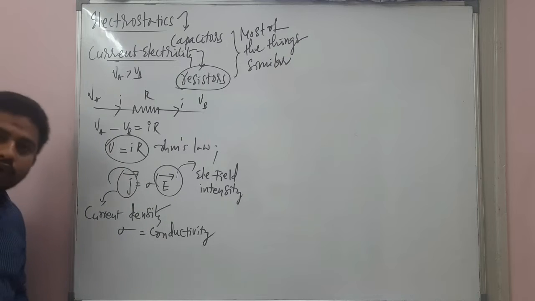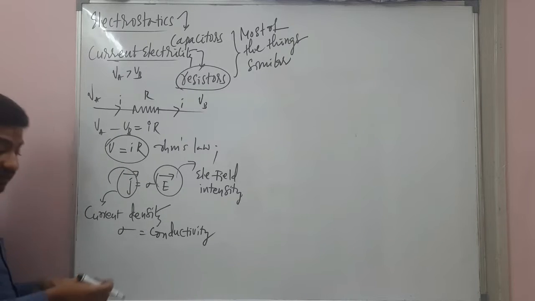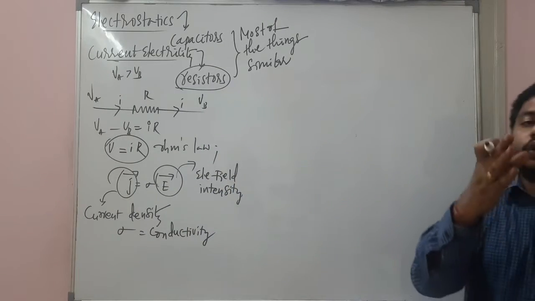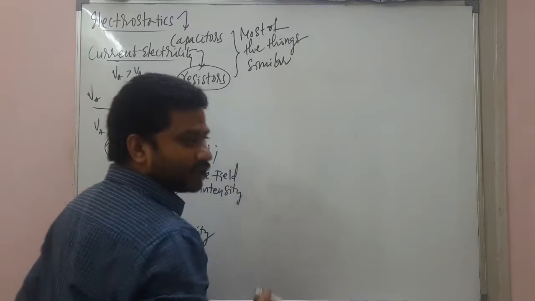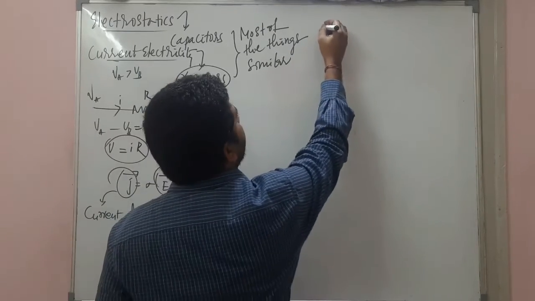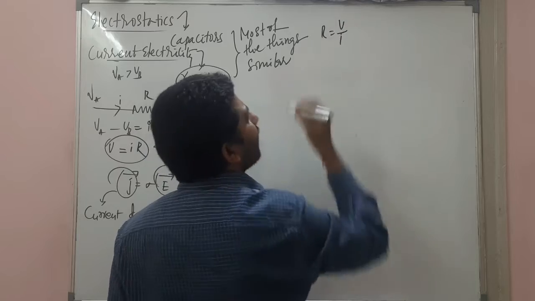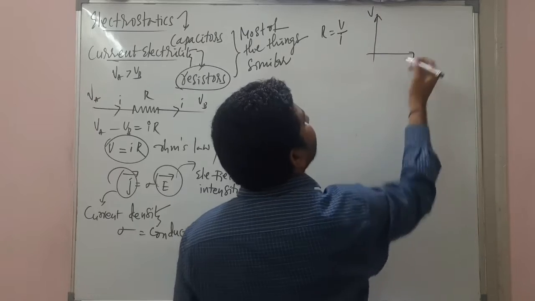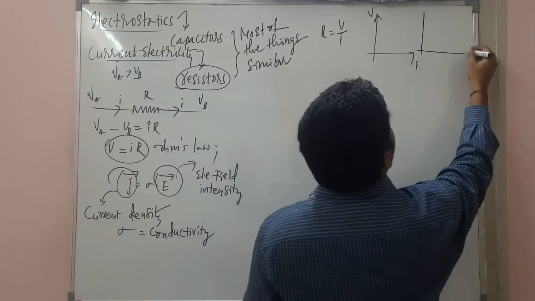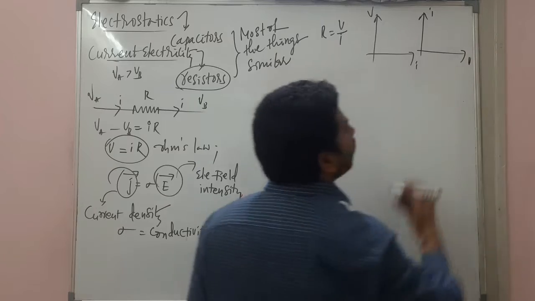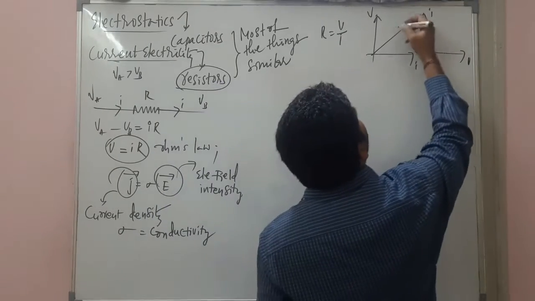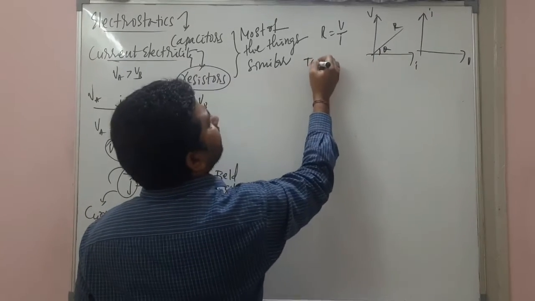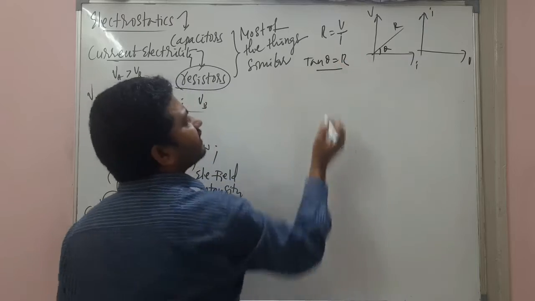Now let's focus more on Ohm's law, because the resistance concept will start appearing in this chapter from Ohm's law only. According to Ohm's law, resistance is equal to V by I. If they draw a graph with current on one axis and voltage on the other, the slope of this graph will represent resistance, which is tan theta here.